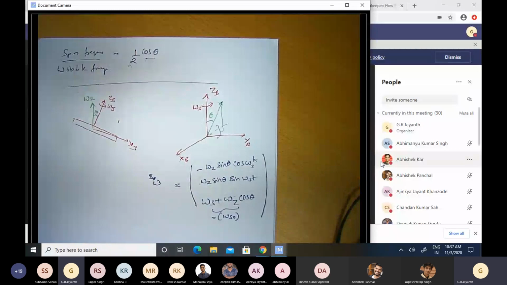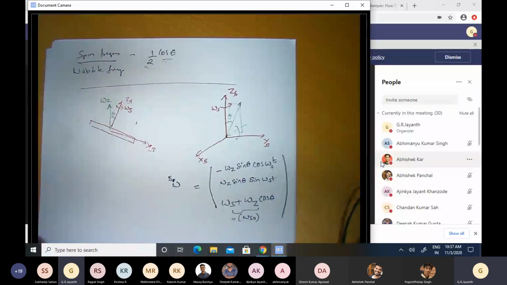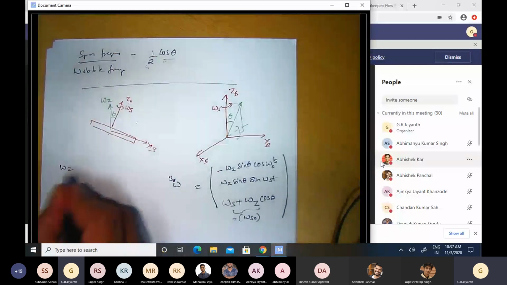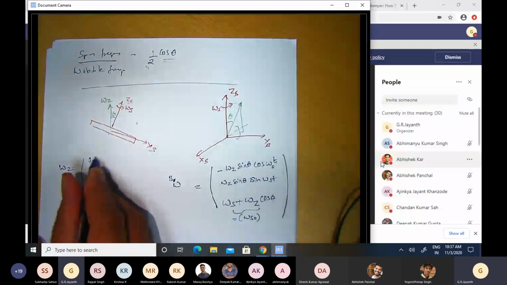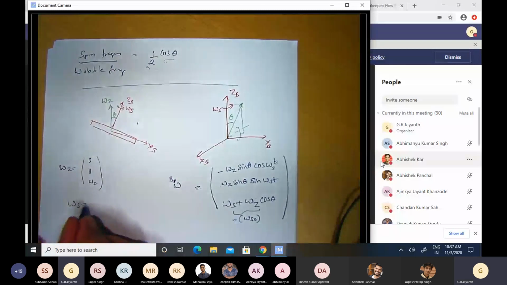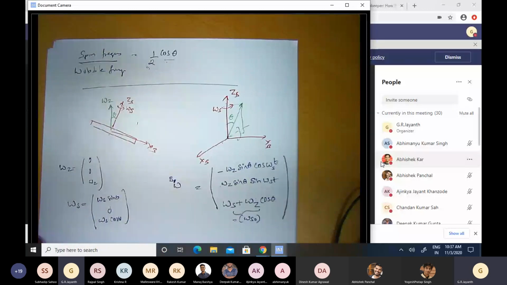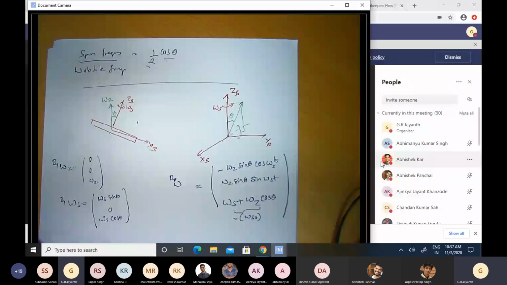You can also obtain this more formally by noting that in the B1 frame, these two are fixed vectors. Omega z is along the z axis, so 0, 0, omega z, and omega s has x and z components in the B1 frame. So it will be omega s sine theta, 0, omega s cos theta. So these will be the vectors omega s and omega z in the B1 frame. So the net omega in the B1 frame will be omega s plus omega z, both in the B1 frame, correct?